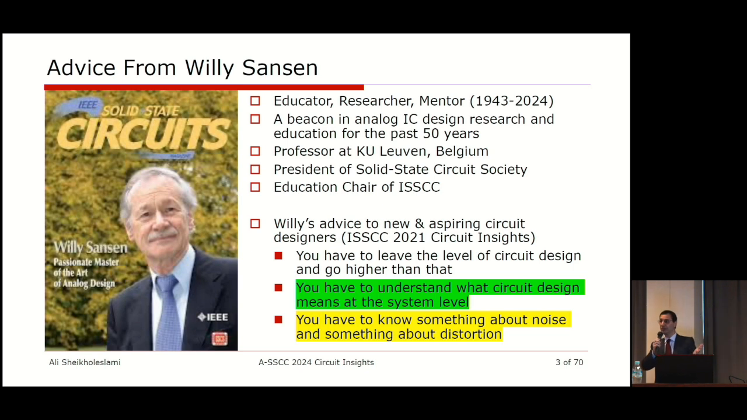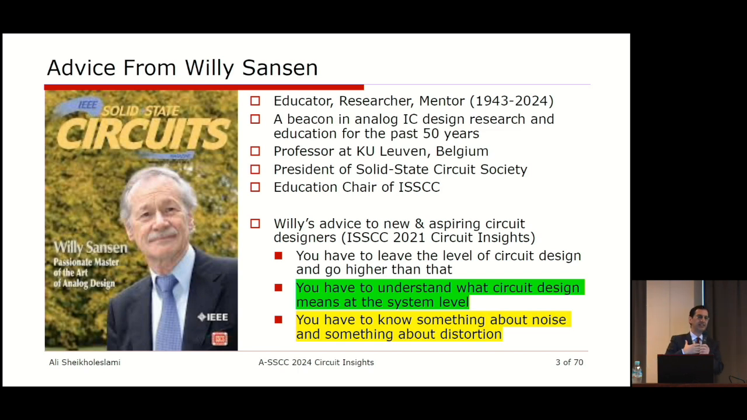And I do remember in the first year we invited gurus in our field, including, for example, Professor Willy Sansen, who unfortunately passed away earlier this year. And as part of that, we had a panel, and we asked a panelist to tell the new and aspiring students and designers what advice they have for them. And this was the advice that Willy Sansen gave, and it stuck with me. He said, there's really two that I'm highlighting here. One is that you have to understand what circuit design means at the system level, because circuit design is really sitting below the system level. And the second thing he mentioned is that you have to know something about noise and something about distortion.